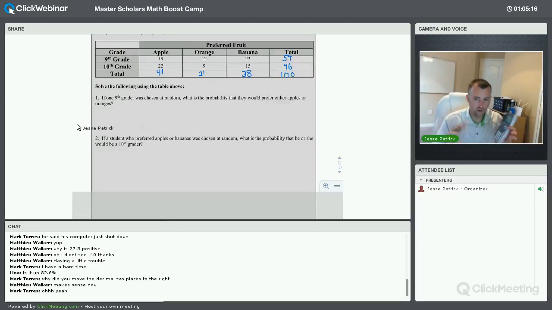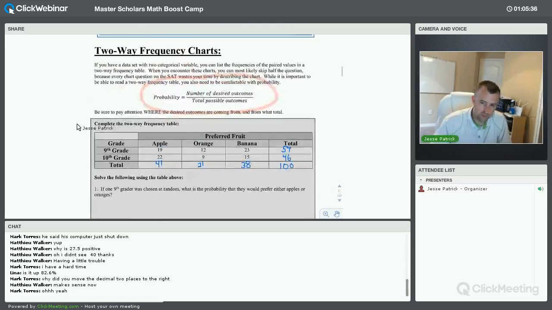Without those numbers, you cannot do the probabilities, because you won't know what the desired outcomes are, or the total possible outcomes. But now that we have that, we can start solving. As I said, these are all probability questions. You've got to fill the two-way frequency chart out to get there, but now it's just the formula up above.